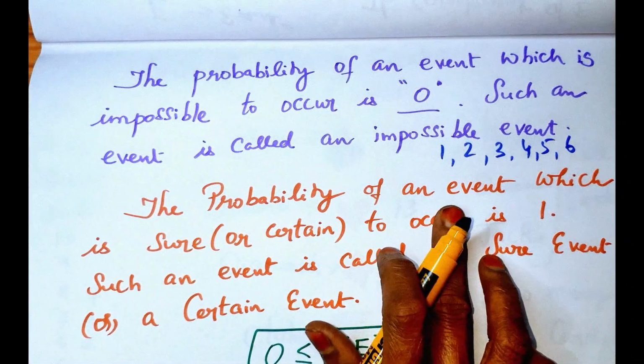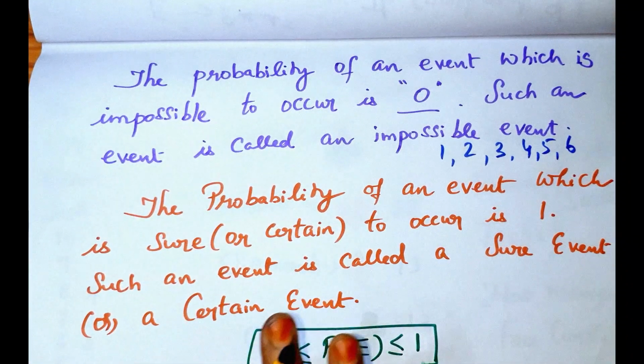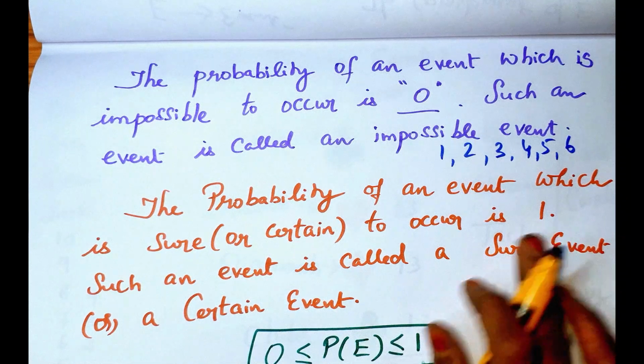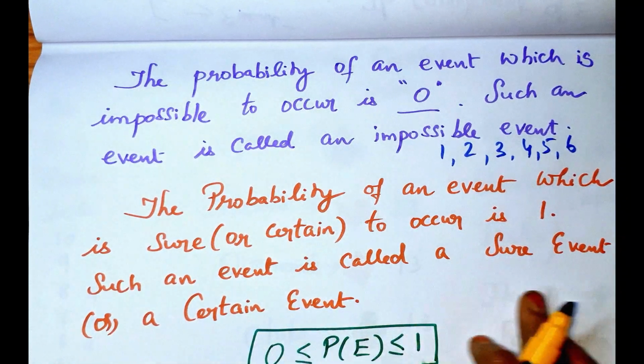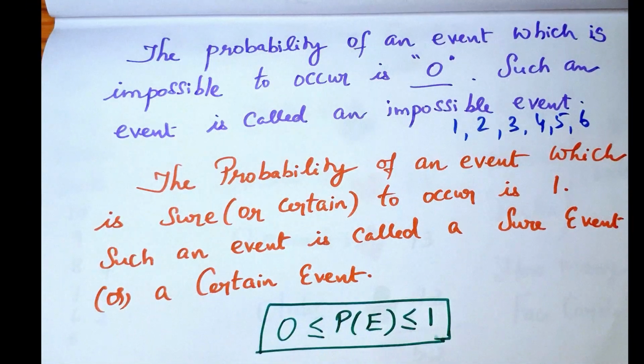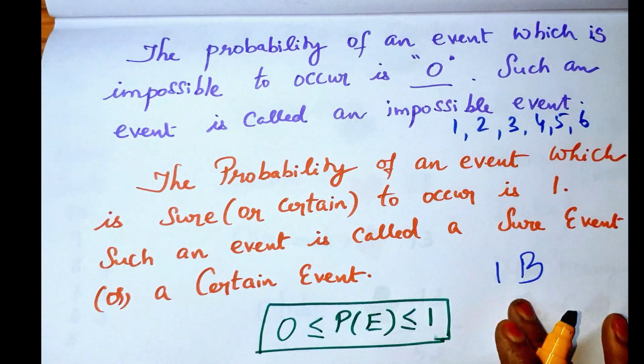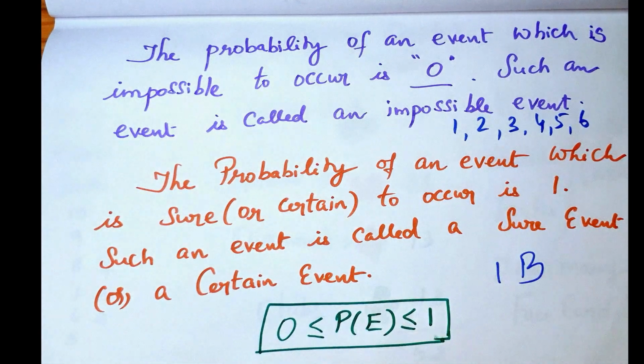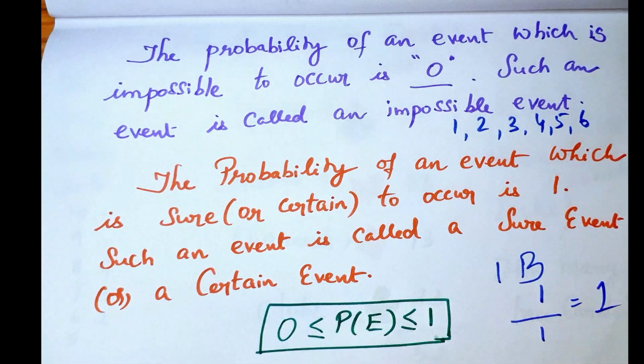The probability of an event which is sure, a certain event that will happen, is 1. Such an event is called a sure event or a certain event. So this will definitely happen. For example, if I take a bag which contains only one blue ball, what is the probability of getting a blue ball? In that bag we have only one blue ball and we are going to take that blue ball, right? So we can take only one blue ball, no? So out of one blue ball we are going to take one, so 1 by 1, which is 1. Such events are called certain events or sure events.